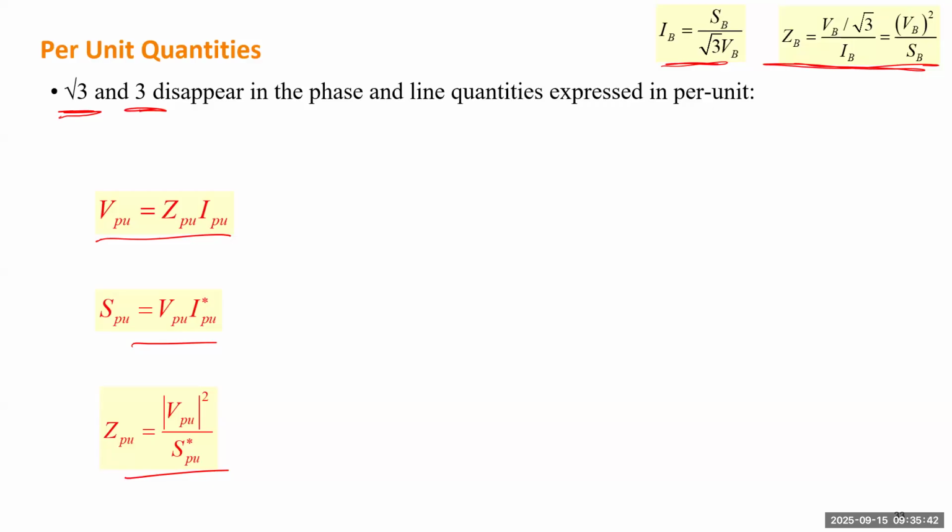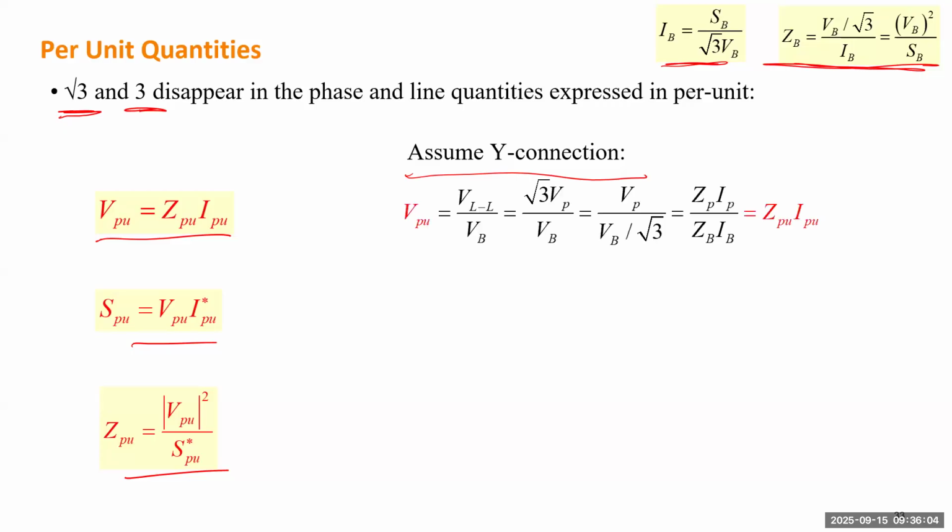Don't worry about which formula needs a 3 or root of 3 factor, and which doesn't. Let's prove why in the per unit system those factors will disappear. Here I just gave you a Y connection as an example. You can definitely try the delta connection, and it will give you exactly the same formula.